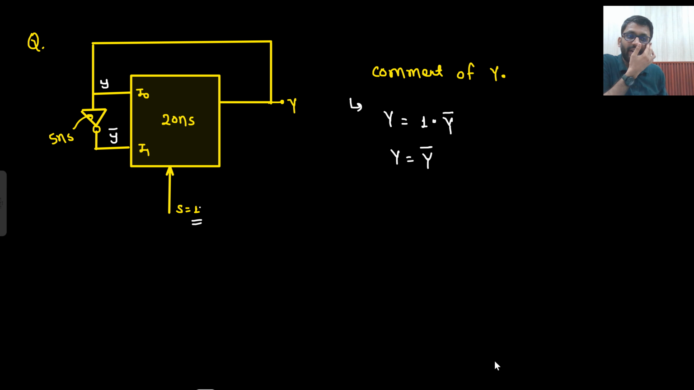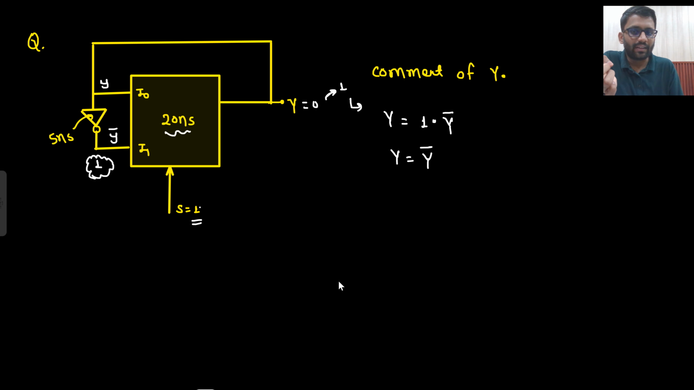But how much time will it take to give the output? First, this comes at t equals 0. Let's just say Y is equal to 0 at t equals 0. So after 5 nanoseconds, this will be 1. And after 20 more nanoseconds, it will become the bar of that. Basically, at t equals 0, Y is equal to 0. After 5 nanoseconds, this has become 1. After 20 more nanoseconds, this 1 will come out.